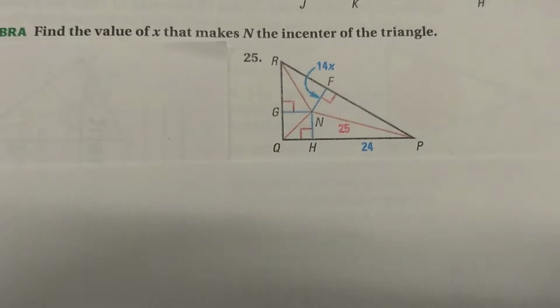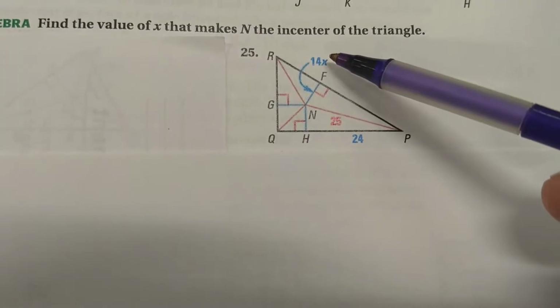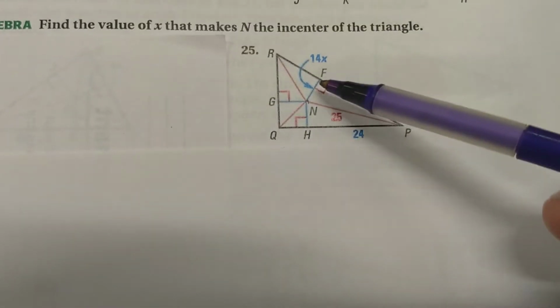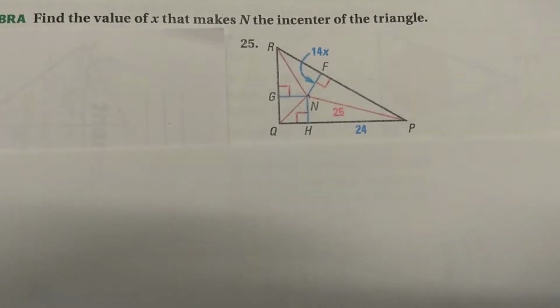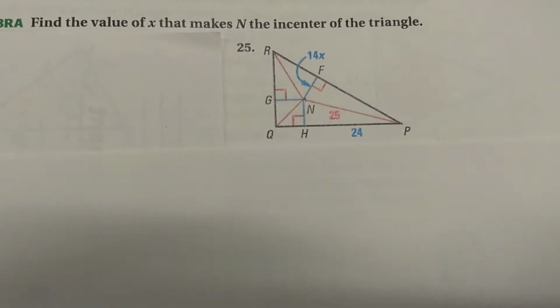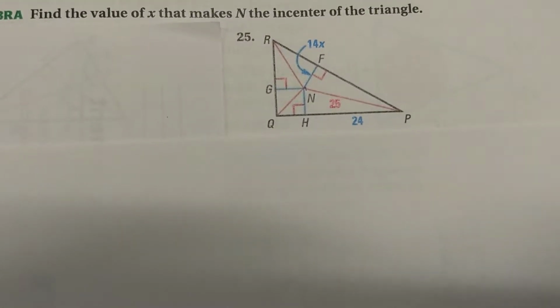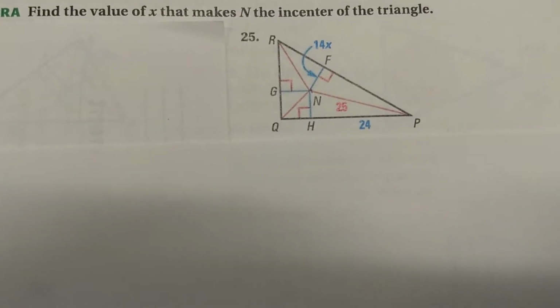25, we're looking at this diagram and trying to figure out what x must be that would make point N the incenter. You see, we don't have enough information right now to declare N as the incenter, but assuming it is, what would x be? Because then whatever we find for x, that would make it the incenter. It's kind of working backwards.